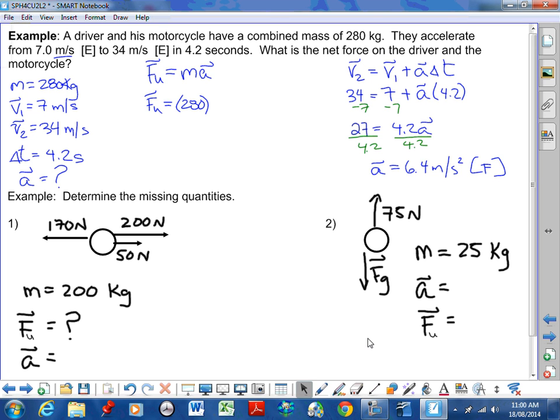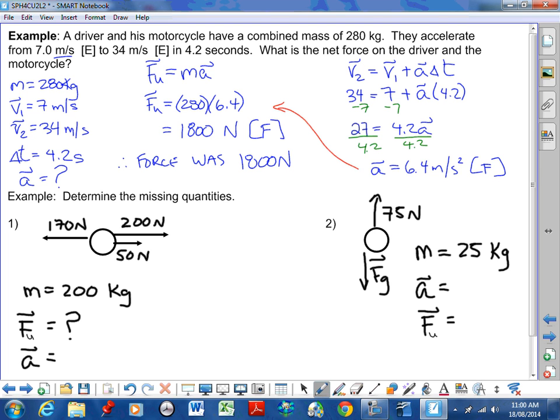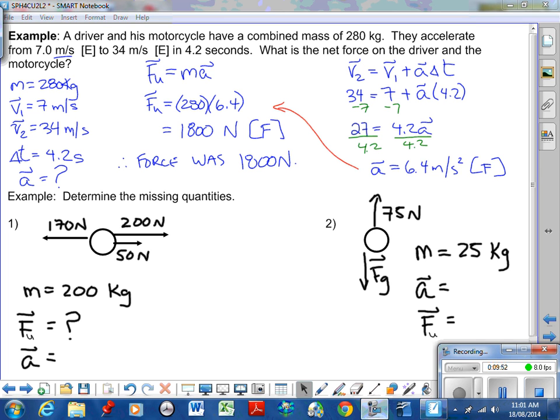The reason this question is challenging is because it's a two-step question. So now I can take that information back and put it in here, 6.4, and I can get my unbalanced force to be about 1,800 newtons forward. So the force was 1,800 newtons. That means the engine generated 1,800 newtons of force to perform this particular acceleration.